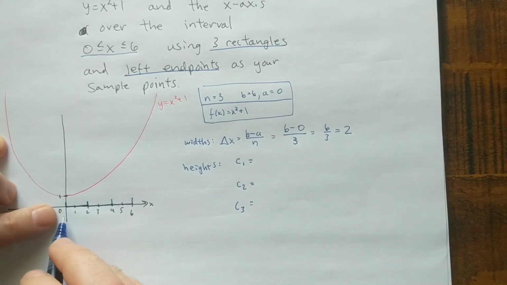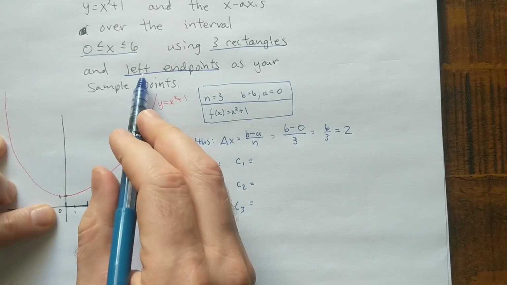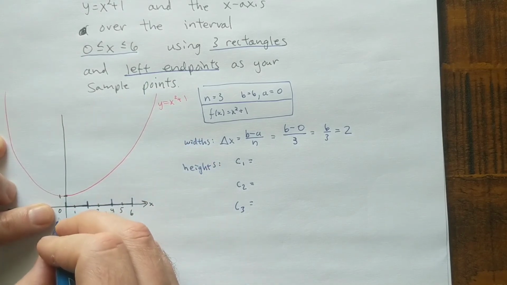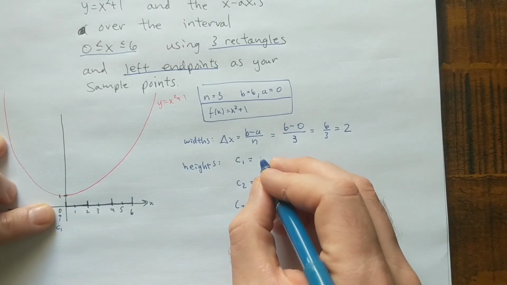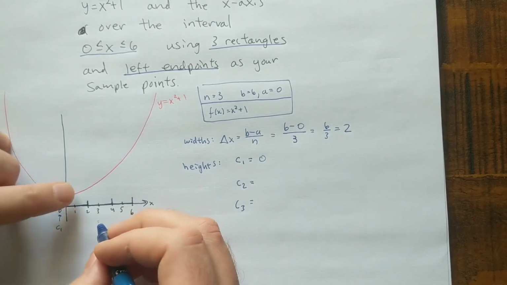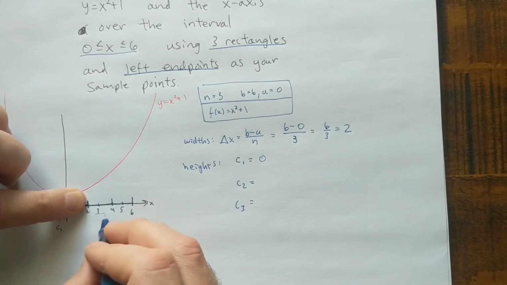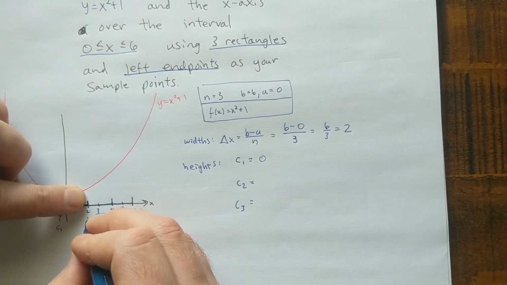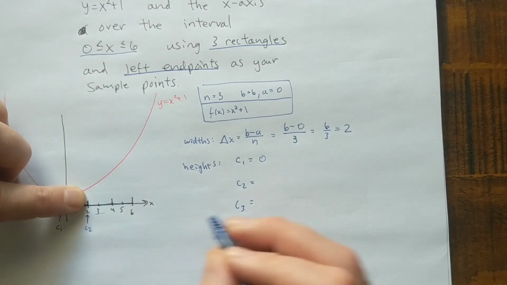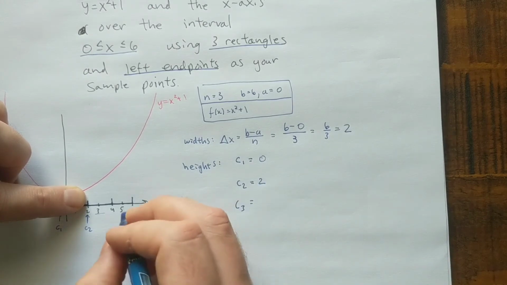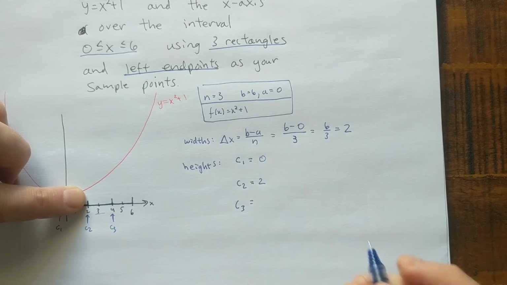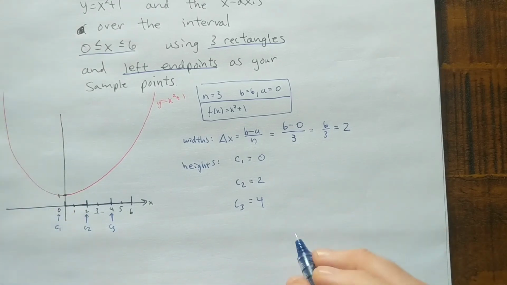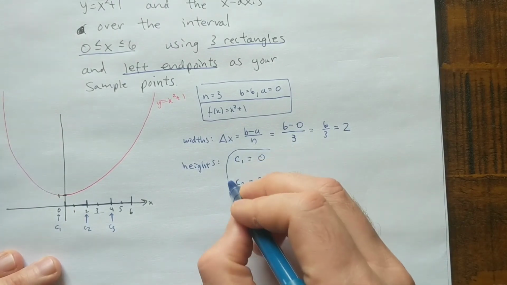So C sub 1, if I'm on the interval 0 to 2, the left endpoint is here. So C sub 1 is 0. C sub 2 is going to be the sample point for my interval 2 to 4. The left endpoint is 2. And then C sub 3 is the sample point for my third rectangle, and the left endpoint is 4. All right, so these are the values I'm going to plug in.